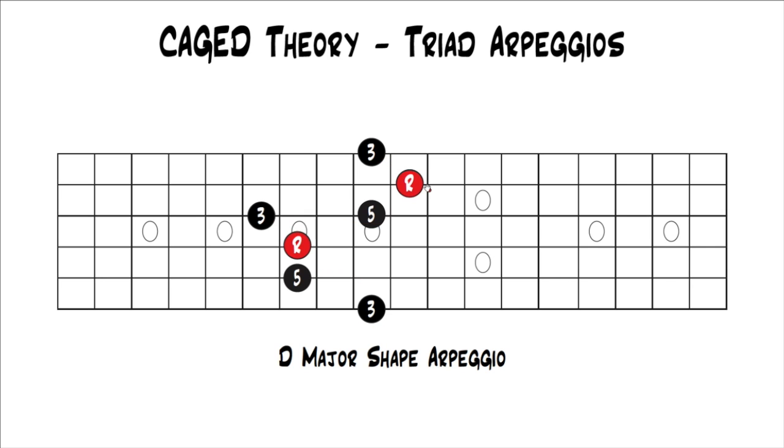Or another way to play this is to move this 3rd up to its unison note, and it would still be a D major shape arpeggio.